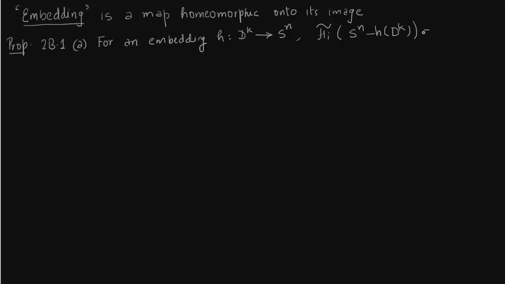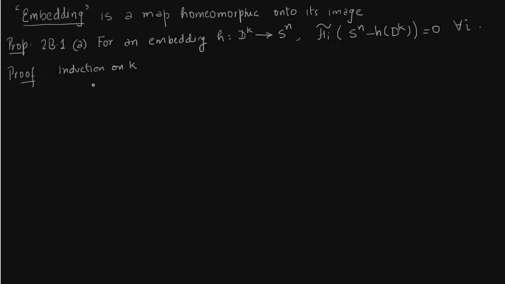This is 0 for all i, and this is what we want to prove. So you take the disk out of the sphere, and the reduced homology you get is 0. This will be useful to prove the Jordan curve theorem later on. We will prove this by induction on k.